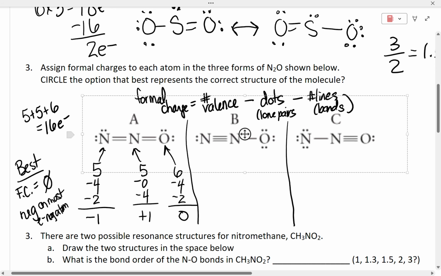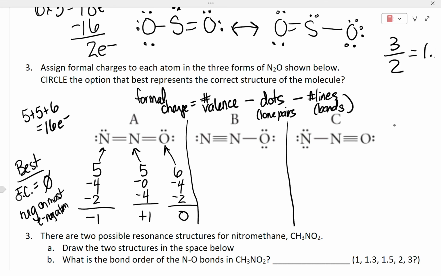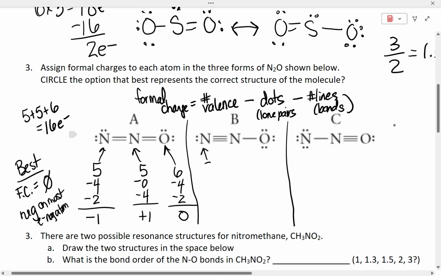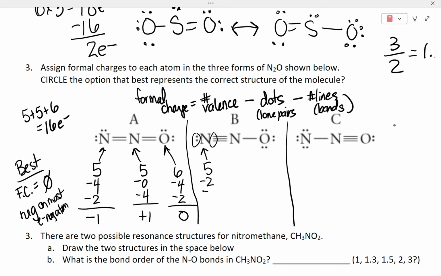All right, so we go to our next one. This nitrogen has 5 valence. In this picture, there are 2 dots and there are 3 lines. So that gives you a formal charge of 0. That was good. This nitrogen normally has 5 valence. There are no dots on it, but there are 1, 2, 3, 4 lines coming out of it. So that's +1. And then your oxygen here normally has 6 valence. There are 6 dots and 1 line. So that's got a formal charge of -1.